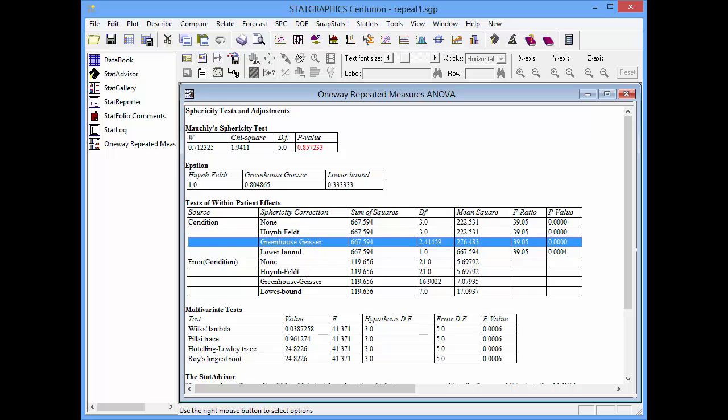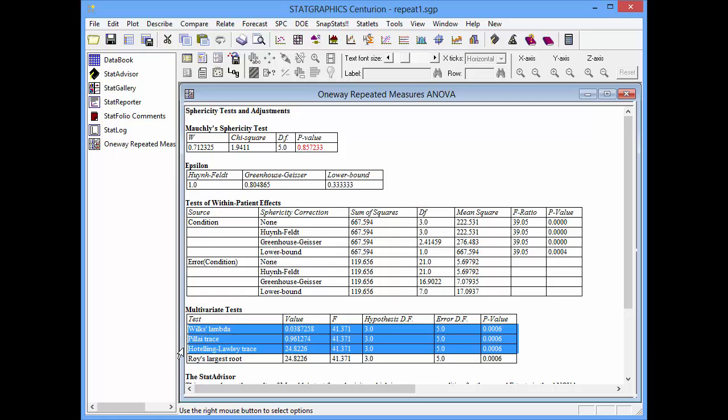For smaller data sets, the Greenhouse-Geisser type tests are usually the most powerful. If we had a lot of data, we might prefer to do a multivariate test. These are the same tests that would be done if you were doing an ANOVA. You see 4 different tests, which for this particular sample turn out to be the same. They could, however, be different.